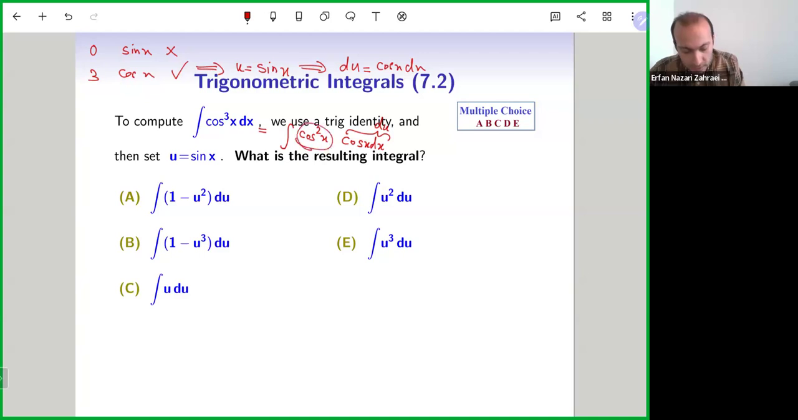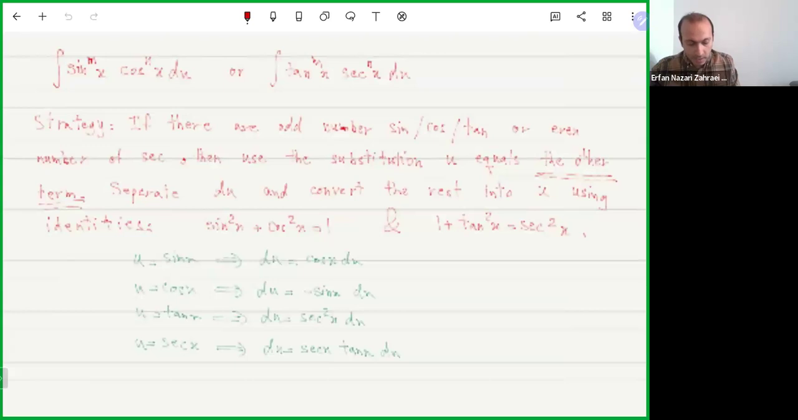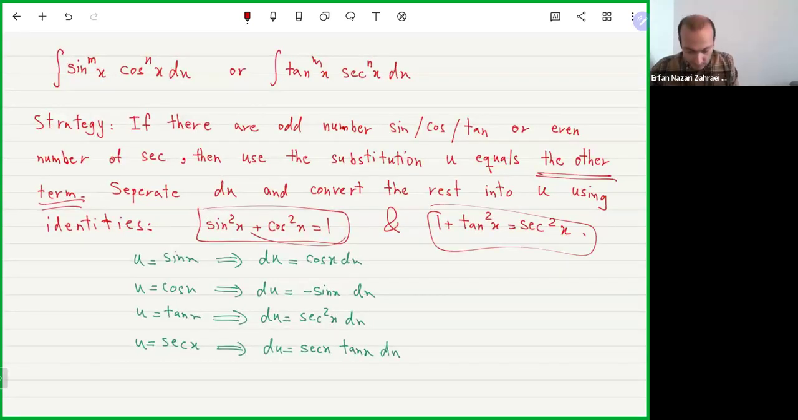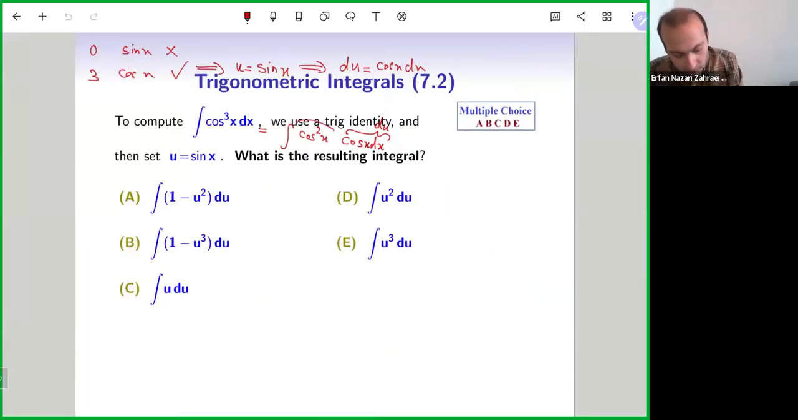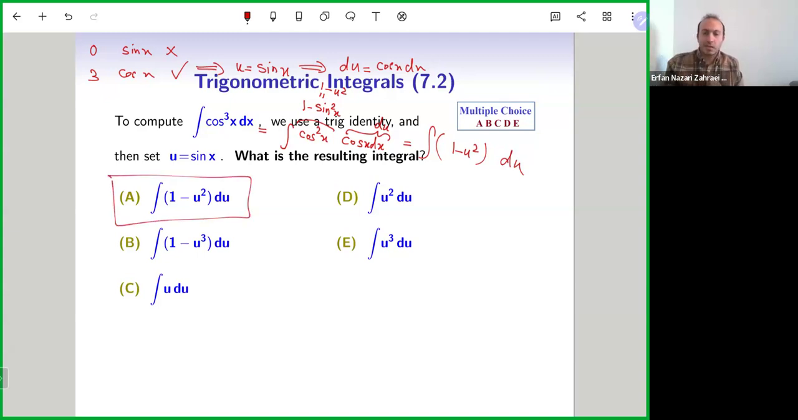I need to convert this into u. u is sine. So how should I convert cos into sine? Using these identities. In this case, the identity sine squared plus cos squared equals 1. So using that identity, this is 1 minus sine squared. And sine is u. So this is 1 minus u squared. And after replacing these in terms of u, I have 1 minus u squared du. So the correct answer is option A.